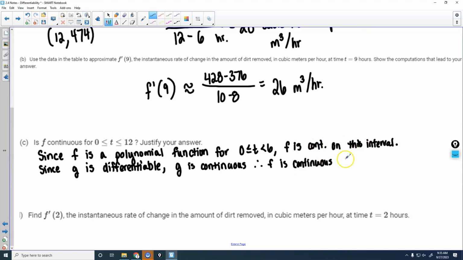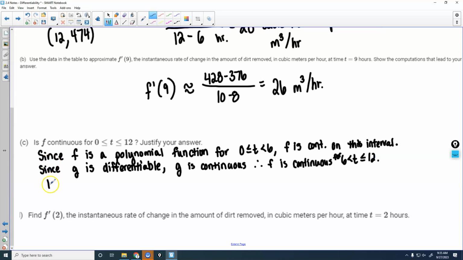I believe right here we need to do 6 less than t less than or equal to 12. I don't think we need to put the or equal to sign right there, because for 6 we still got to test continuity. I should say 4. Okay, so we've proven everything but the point at 6.